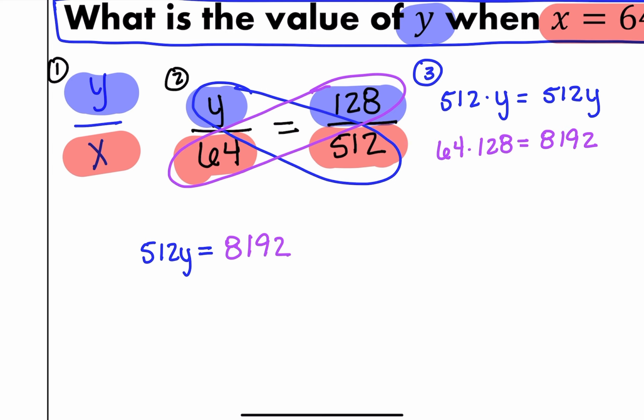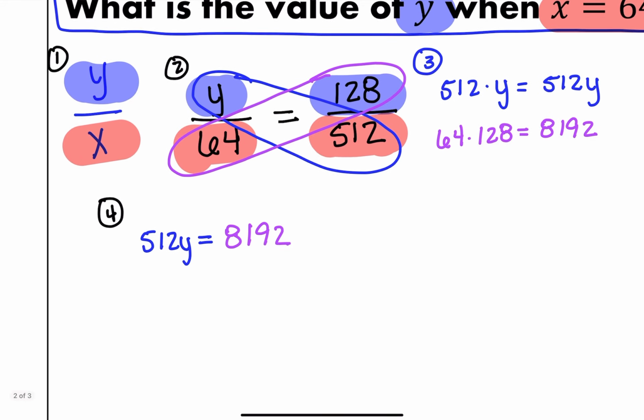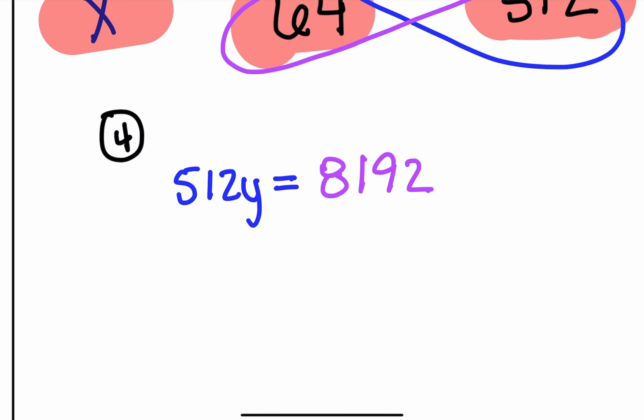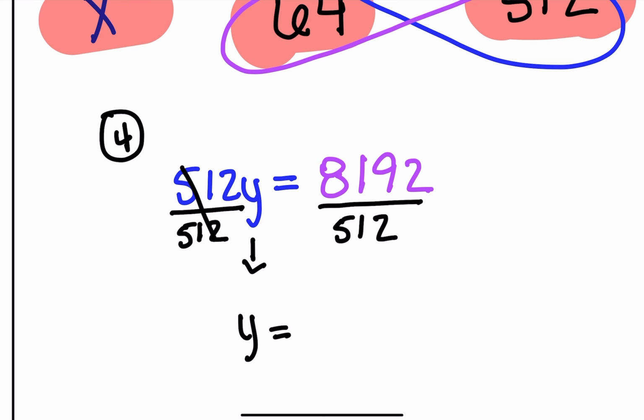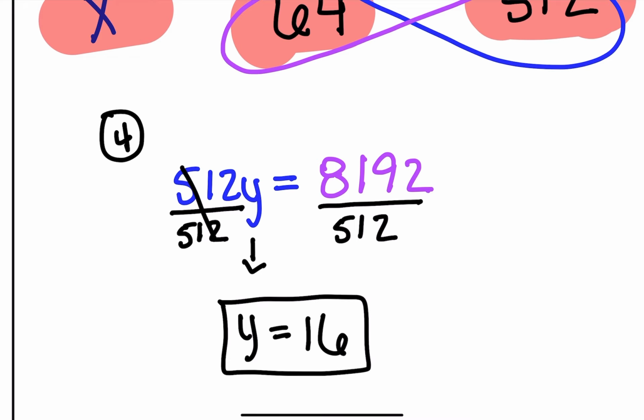So now we're going to do step 4. Step 4 is going to be to divide. Now the reason I'm dividing is because when I have a number in front of a variable, that means I'm multiplying. Well, the inverse of multiplication is division. So I'm going to divide by the number in front of the variable, which is 512. And what I do to one side of the equal sign, I'm going to do to the other. These cancel out. I did not touch my y, so I'm going to bring it down. And then whenever you divide 8,192 by 512, you get 16. And that's your final answer.